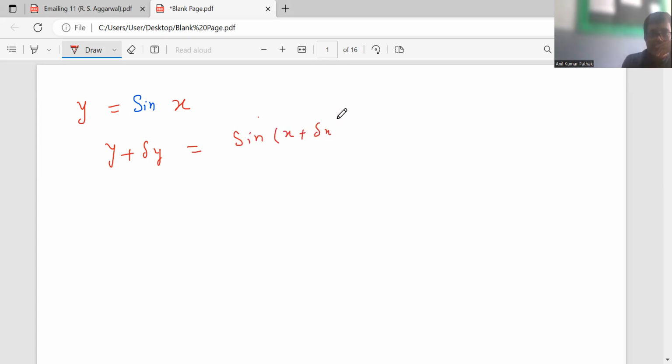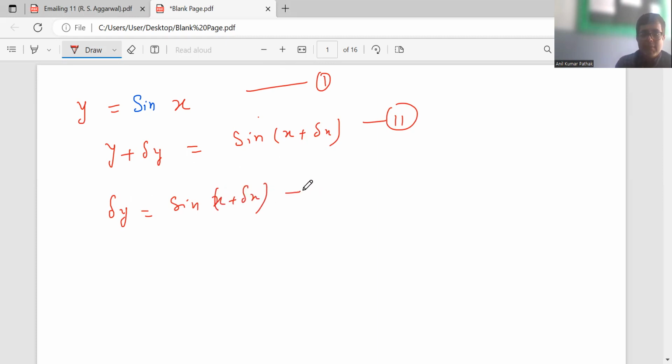This is the way we go. So this is your first equation, and this will be your second equation. So what we do now, we subtract the second from the first. In this situation, you will get delta y is equal to sin(x plus delta x) minus sin x. Now we break this using the formula for sin c minus sin d.